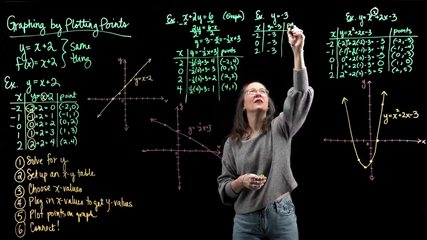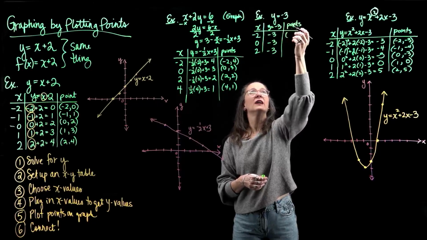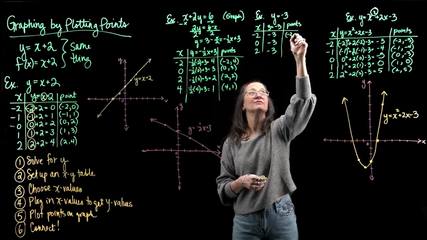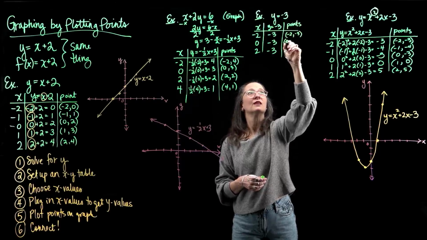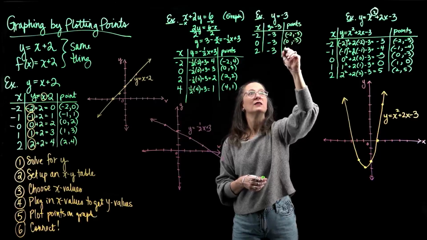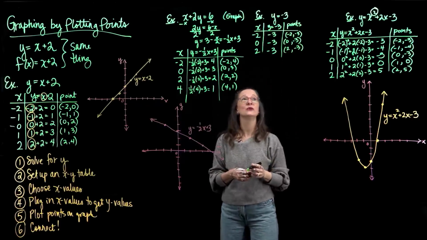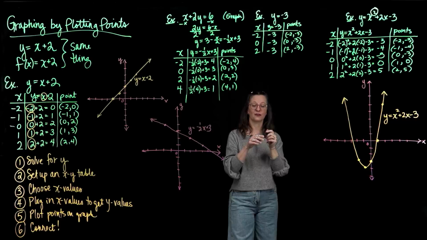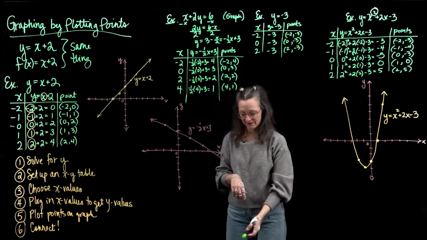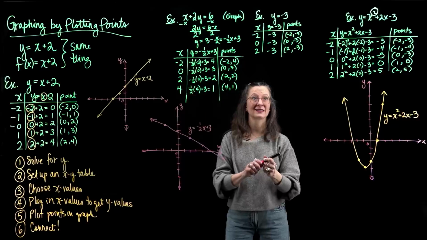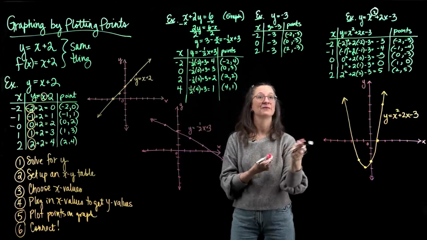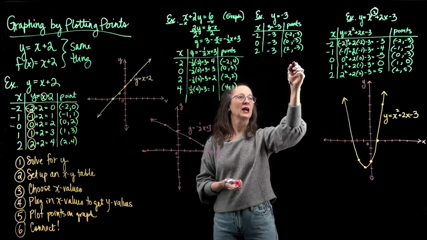So no matter what x is, y is going to be negative 3. So guess what we found? We've got a horizontal line. So when I write down those points, I have negative 2, negative 3, 0, negative 3, and 2, negative 3. No matter what x is, y is negative 3. So I'm going to draw a graph here.